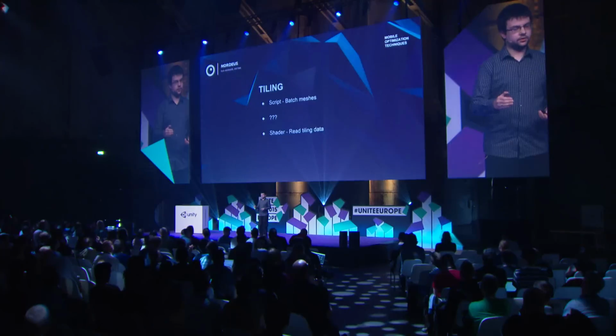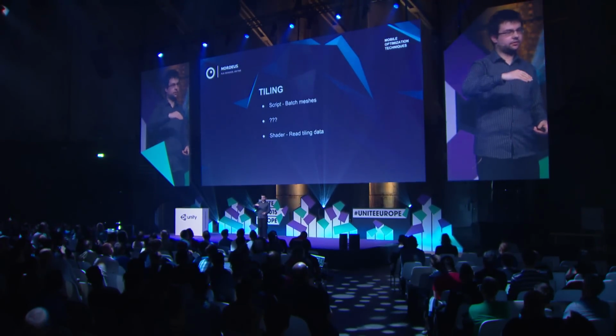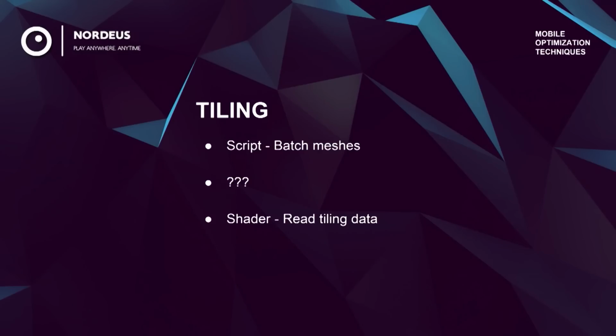This is how the process should look. First of all, you would have a script that would batch all the meshes. And lastly, you would have a shader that would draw that mesh by reading the custom tiling data. The middle step is the problem, how to pass the tiling data to the shader. And there's a pretty cool way to do this.